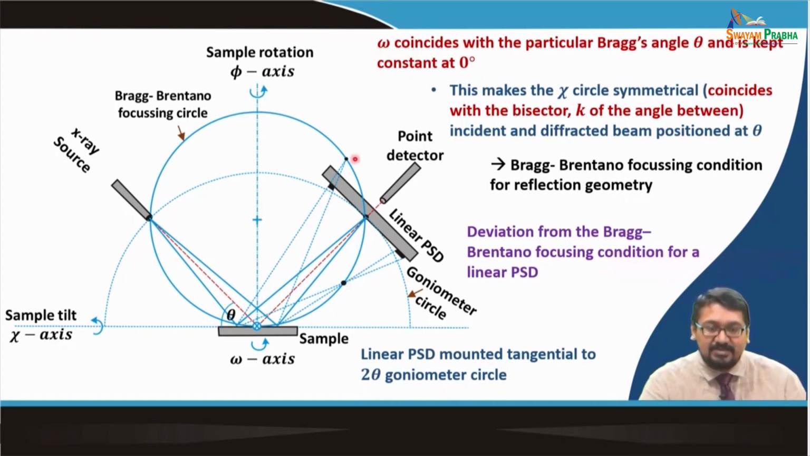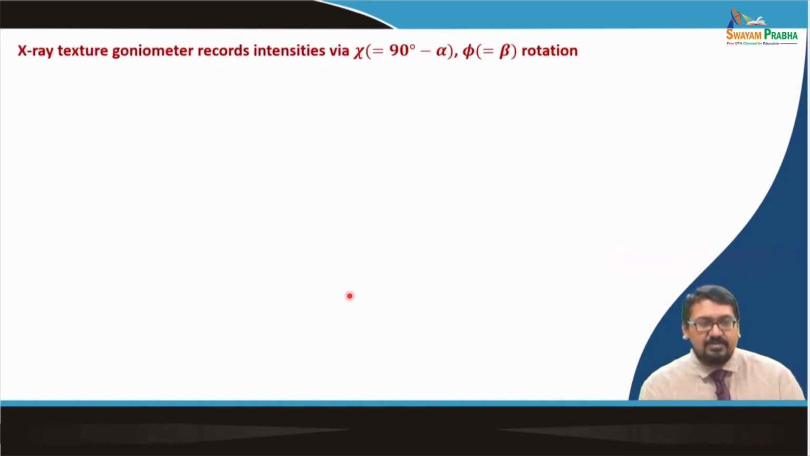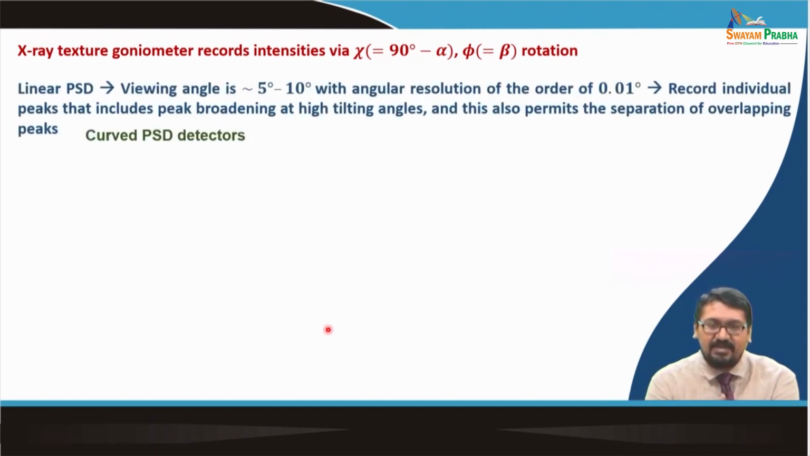at the Bragg-Brentano focusing circle, and the detector also may lie at the Bragg-Brentano focusing circle, but then also the k between these 3 different beams may not remain the same, and the goniometer circle may not follow the Bragg-Brentano focusing condition all the time. So, as I have stated earlier, the X-ray goniometer basically rotates zeta and phi, that is alpha and beta.